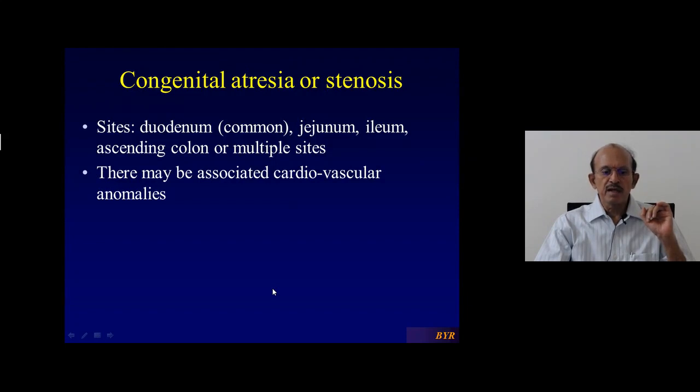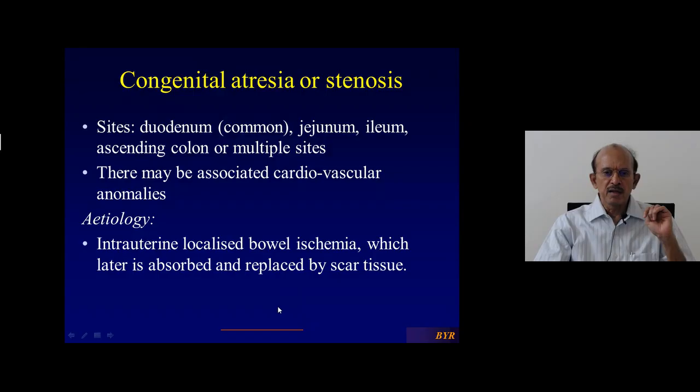There may be associated cardiovascular anomalies. So any congenital disease can have associated cardiovascular and sometimes even other parts of the body anomalies. Etiology: intrauterine localized bowel ischemia, which later is absorbed and replaced by scar tissue. So about 1 centimeter or 2 centimeters or 3 centimeters length of bowel is replaced by thick scar tissue. That is atresia or stenosis.